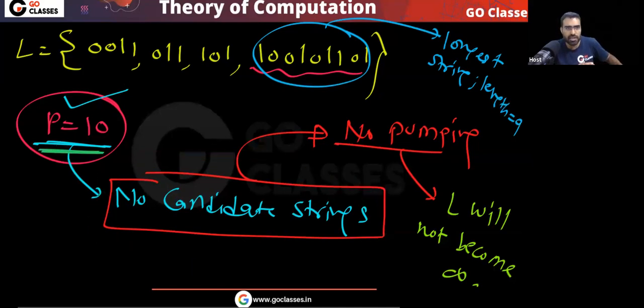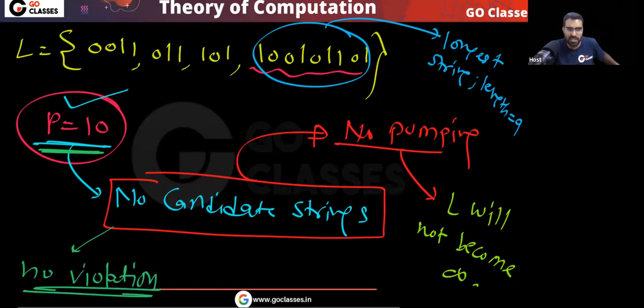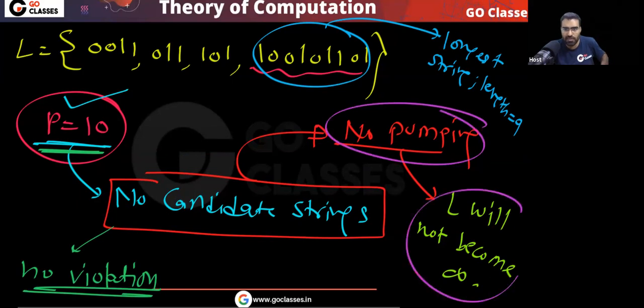Now we don't have any candidate strings. If there are no candidate strings, then there is no pumping and there is no violation. I can simply say no candidate strings means no violation. So there is no pumping, so L will not become infinite.